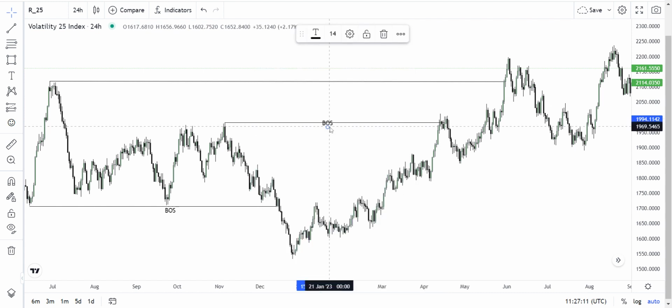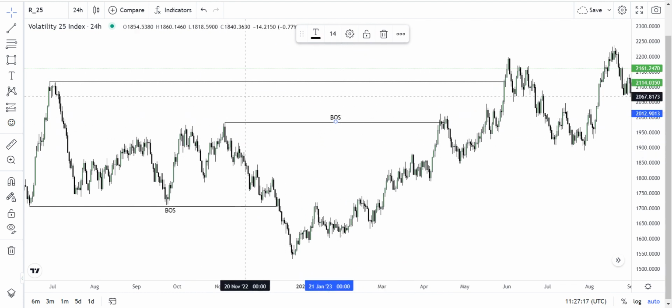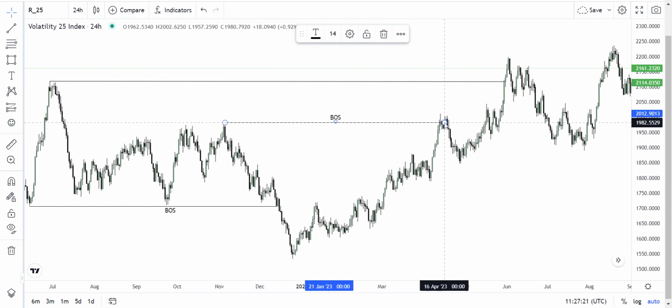Now you could see here that this high is the closest to our overall protected high. Once this high is violated, it means that our protected high is already threatened. There's every high tendency that the market will likely break the protected high.